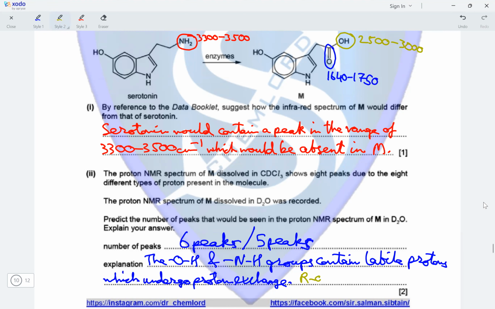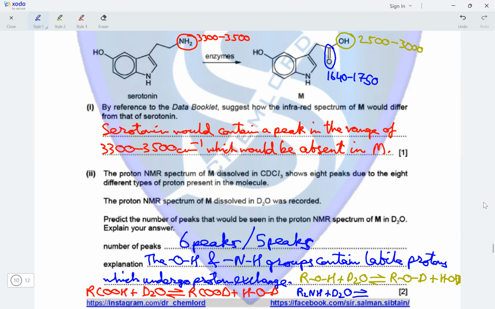The equation would be ROH plus D2O giving us ROD and HOD, or we could have RCOOH plus D2O giving us RCOOD plus HOD, or we could have R2NH plus D2O giving us R2ND plus HOD. Any one of these three equations is equally suitable as an example to show proton exchange, and it can be given as an example along with the text written.